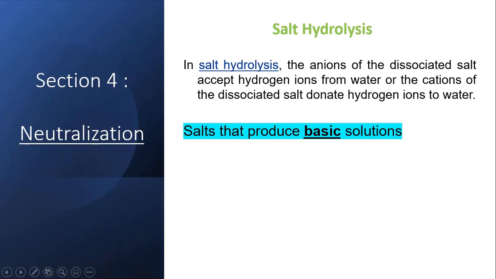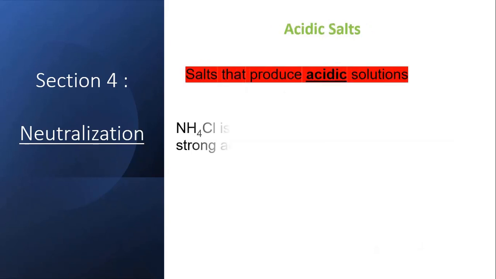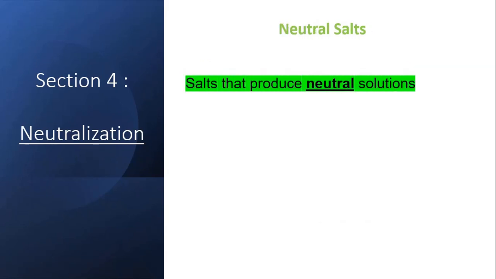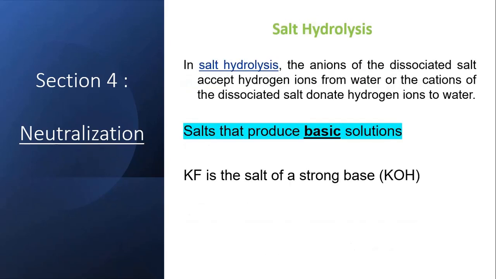Okay, salt hydrolysis. In salt hydrolysis, the anions of the dissociated salt accept hydrogen ions from water, or the cations of the dissociated salt donate hydrogen ions to water. So, salts that produce basic solutions. We have also salts that produce acidic solutions, and we have salts that produce neutral solutions. Let's have a look at each.